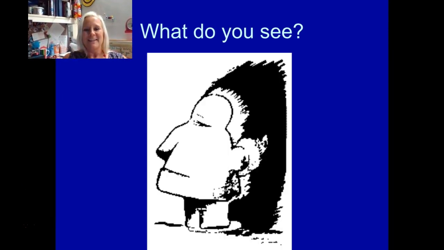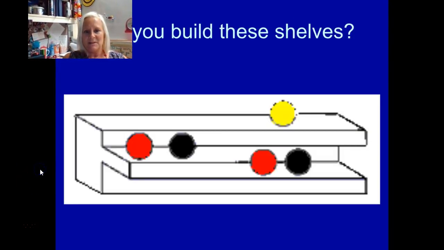What do you see here? Do you see the backside of an Eskimo looking inside of an igloo into a dark igloo? Do you see the Easter Island head? Dum Dum want some gum gum? It's all about perspective. Could you build these shelves?